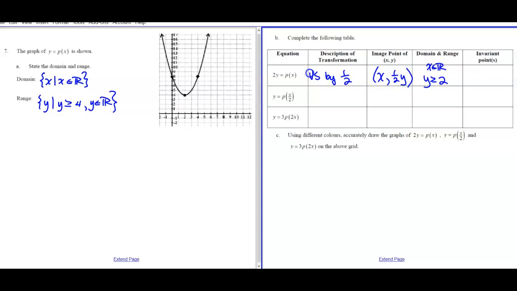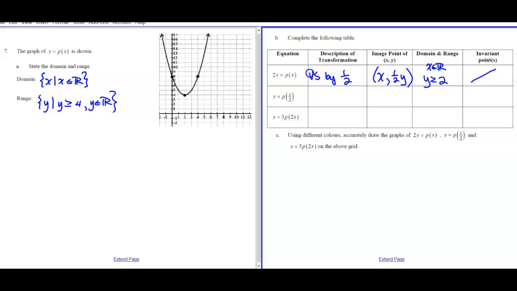Invariant points, we need to know, we're doing a vertical stretch. Does it cross the x-axis? Right? Because those are the invariant points. Looking at that, there aren't any invariant points. It doesn't cross the x-axis. Okay, so we need that one.